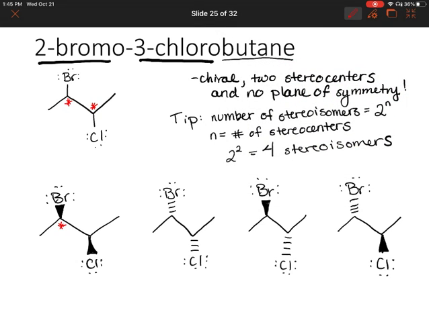So we're going to assign R or S, which means we need to prioritize all of the groups surrounding that carbon. And we're going to prioritize them from largest mass to smallest mass. So what would come first, bromine, carbon, or hydrogen? Bromine. Bromine is the heaviest. Then what comes after that? Would the carbon in this methyl group come next? Or this carbon attached to chlorine?